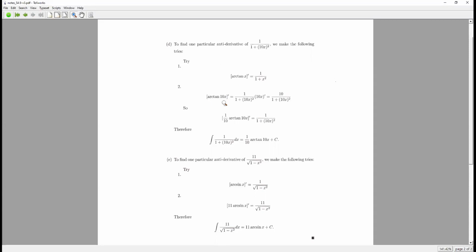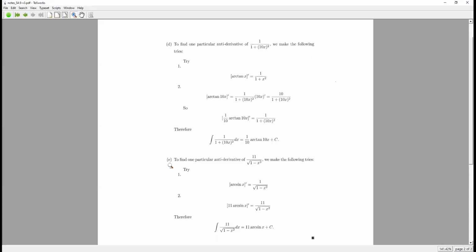By chain rule, the derivative of this function is this. Now, I move the constant 10 to the left-hand side. Then I get that the derivative of this function is this function. This is the given function. So, this function is one particular antiderivative of the given function. Therefore, the indefinite integral of the given function is this particular antiderivative plus arbitrary number c.